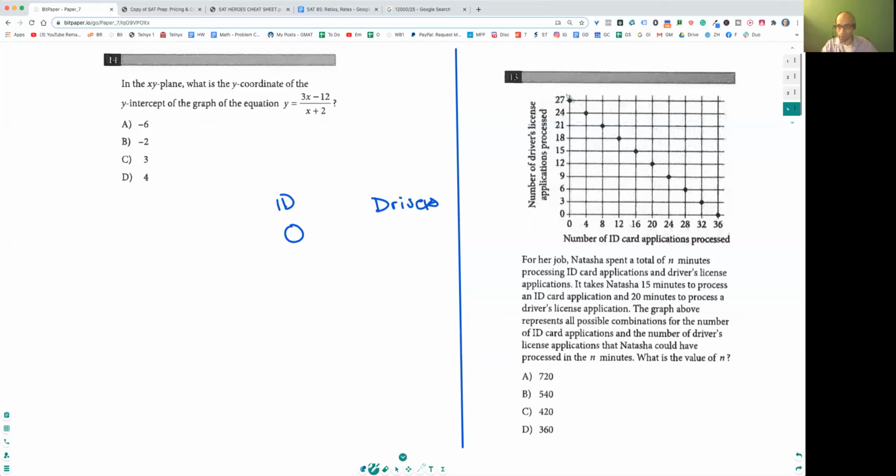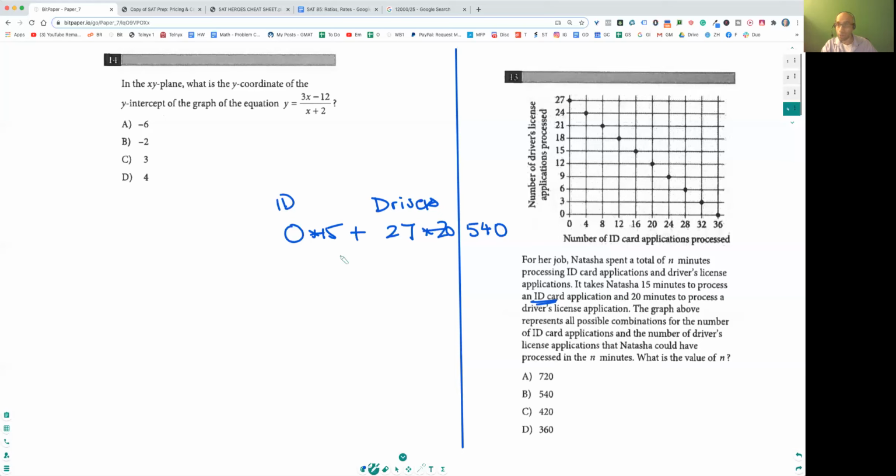Now think about it this way. You've got 27 drivers and 0 ID cards. Now it takes 15 minutes for an ID card, so you've got 0 times 15. And for the driver's licenses, you've got 27 times 20. Then you add this: 0 plus 27 times 20 is 540. This is 540 plus 0.